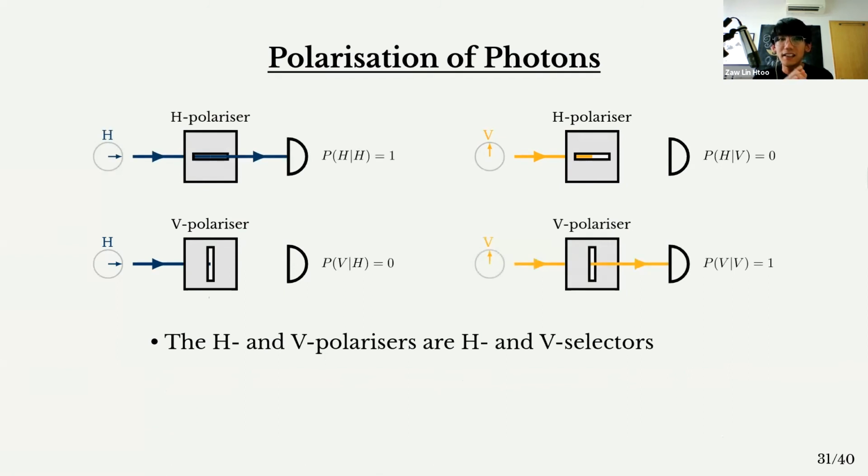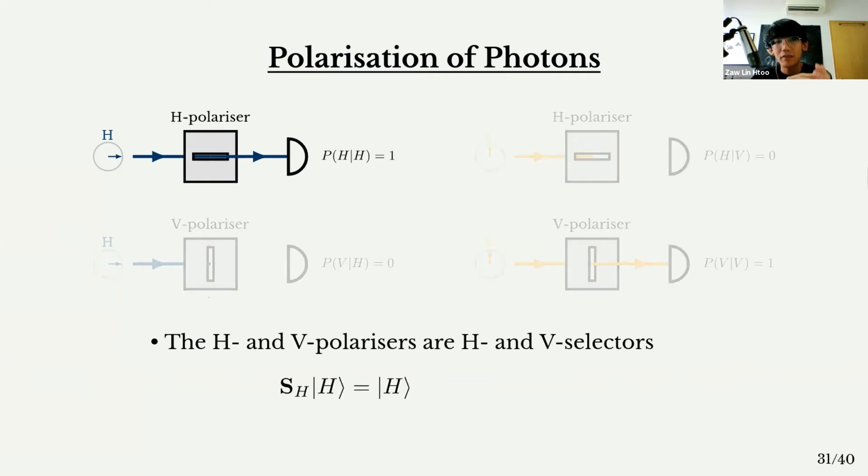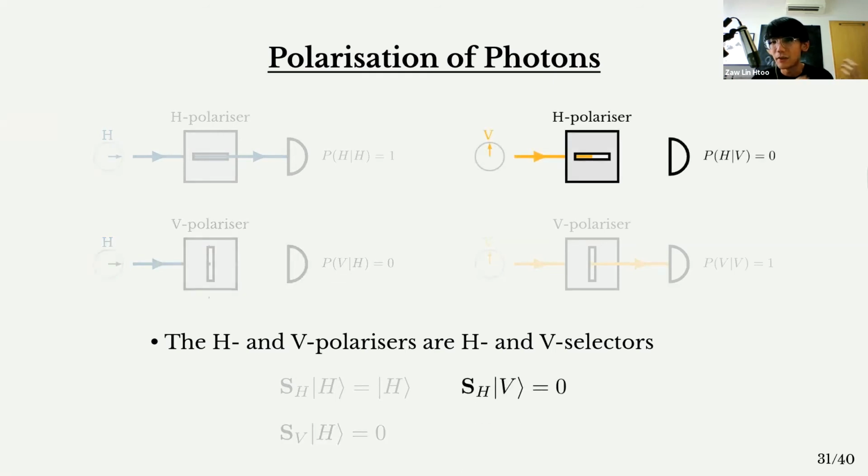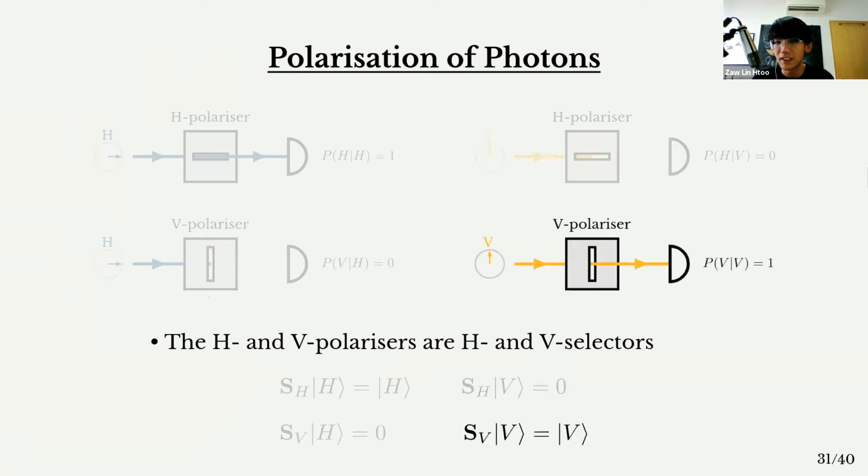And in fact, these polarizers are kind of like the H and V selectors, right? Because if you have a H polarizer on H, you will just get back the same state. If you have a V polarizer on H, you will get back 0. And if you have a H polarizer on V, you'll get 0. And if you have a V polarizer on V, you'll get back the same state. So these act like the selectors, like the blockers that we were talking about previously.